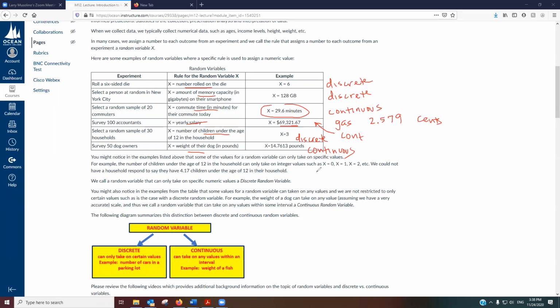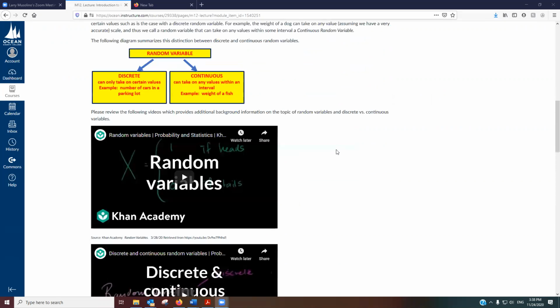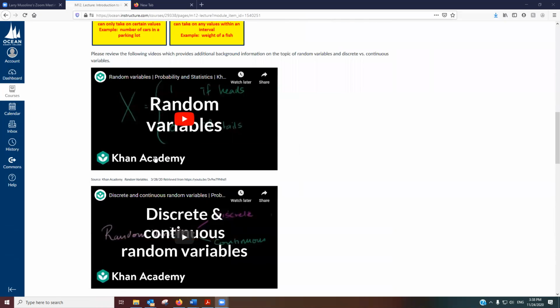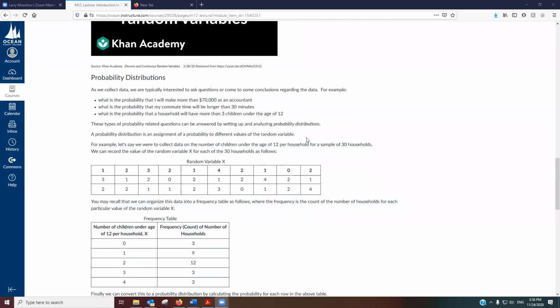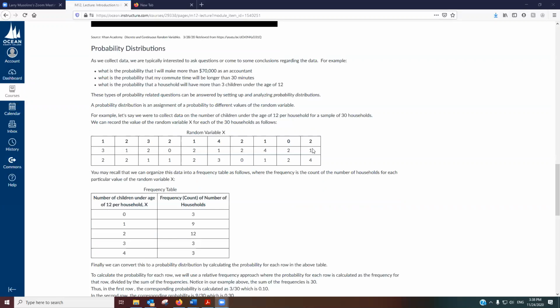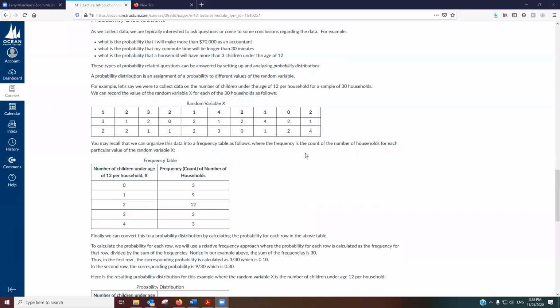All right, so this is the idea of working with random variables. We want to go a step, and by the way, here are some videos you might check out that explain more about random variables. We want to take another step, though, and form what's called a probability distribution. The way we're going to start is we're going to set up a frequency table. We've discussed this before.